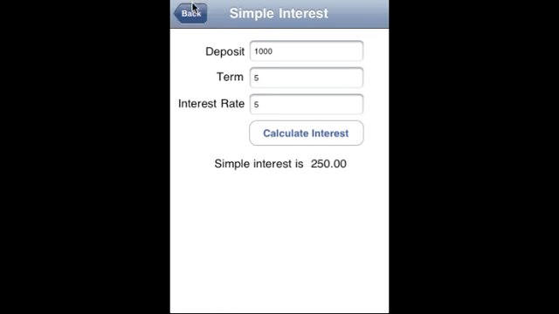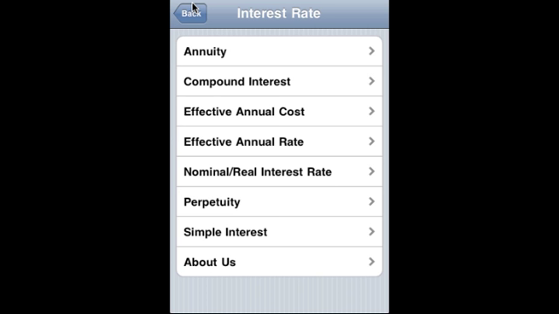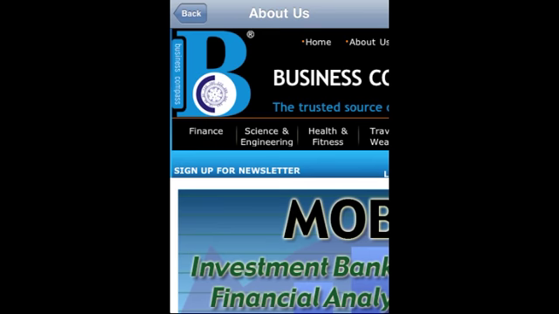With this, we just covered annuity, compound interest, effective annual cost, effective annual rate, nominal and real interest rate, perpetuity, and simple interest.